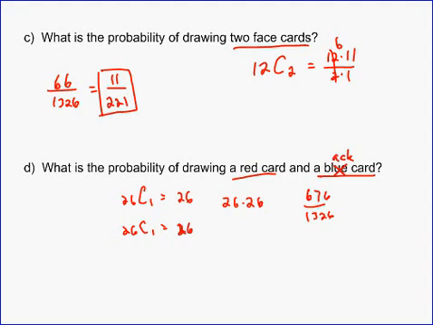When you do this, you can simplify. We know that 26 goes into both of these. 26 goes into 13, 26, 51 times. So you end up with 26 over 51. That simplifies some more. Actually, it doesn't simplify anymore. So 26 over 51 would be your answer. That's the probability of drawing a red card and then a black card. And red card and a black card is 26 over 51.